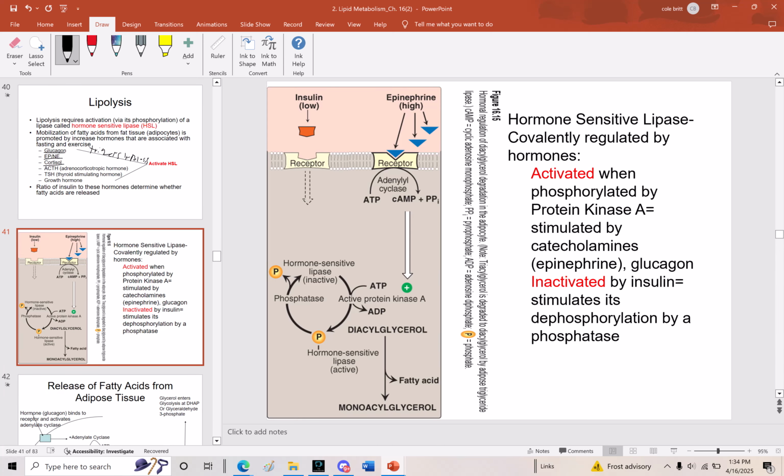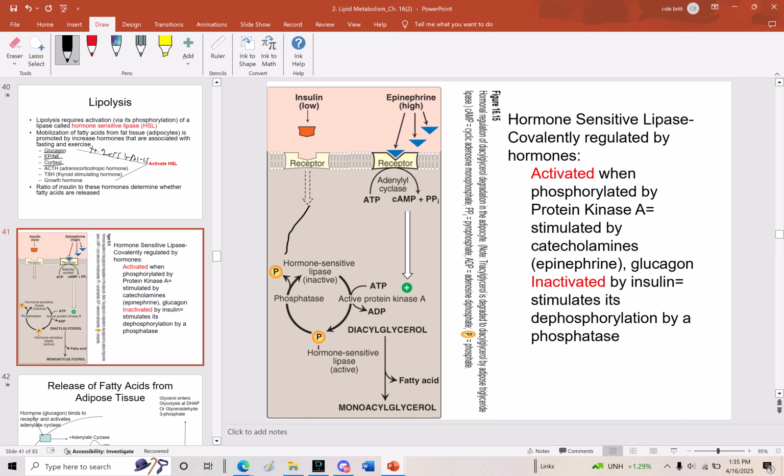And I also want to point out, because we talked about this before, but sometimes I feel like I want to make it clear. Insulin doesn't phosphorylate or dephosphorylate anything. It sits on its receptor and it triggers a signaling cascade. And that signaling cascade will activate a phosphatase, which will take off the phosphate group, rendering hormone-sensitive lipase inactive.